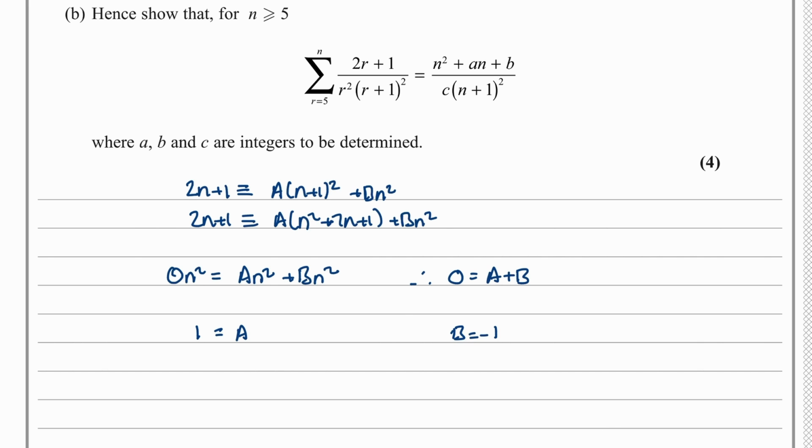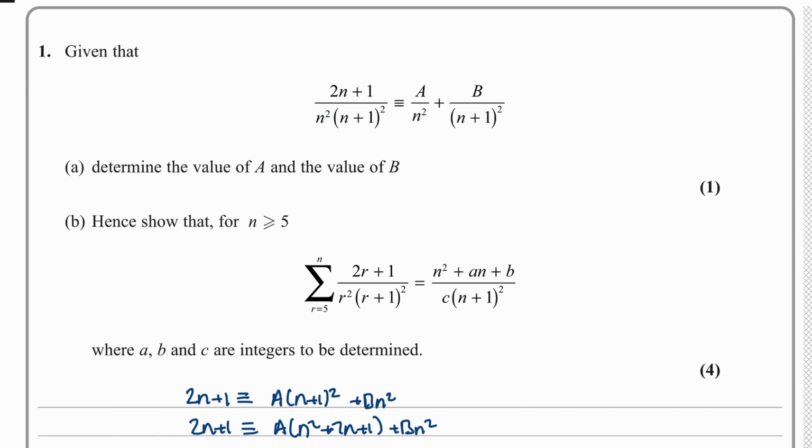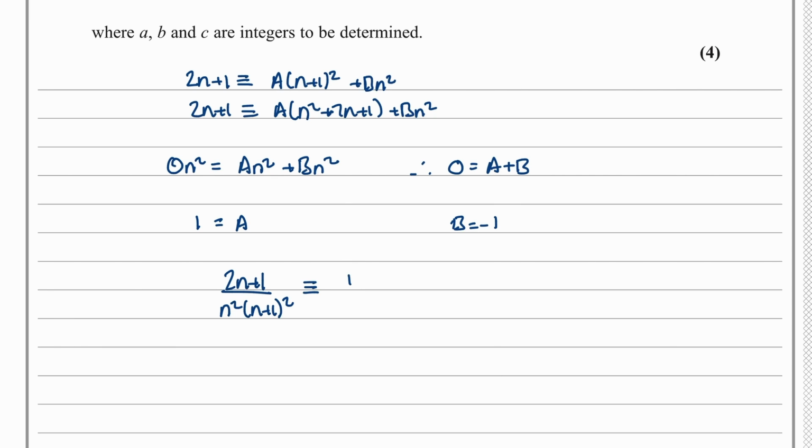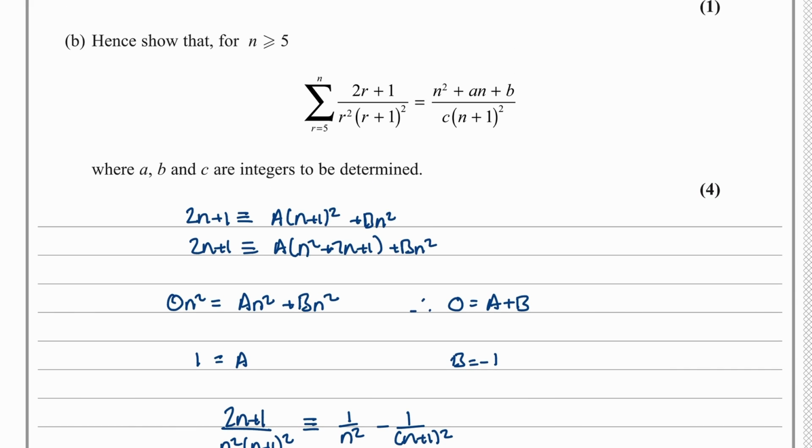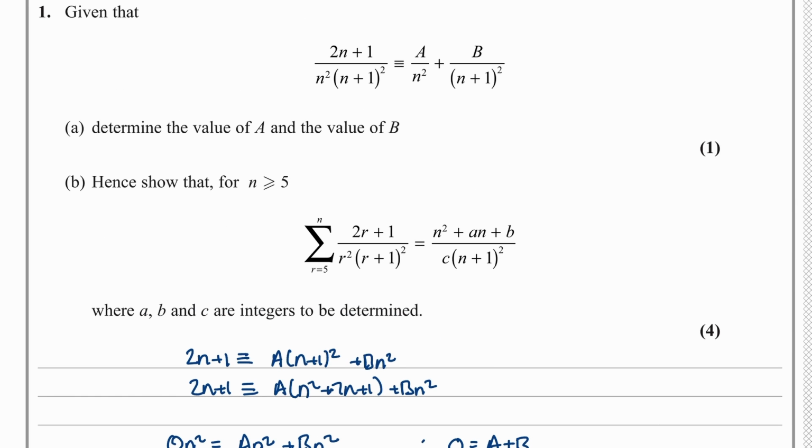If we go back to the question, we can see that the a is positive 1, and this will be negative 1 for b. So we'll have 1 over n squared minus 1 over n plus 1 squared. Okay, so that's part A. For part B, we need to evaluate this summation.